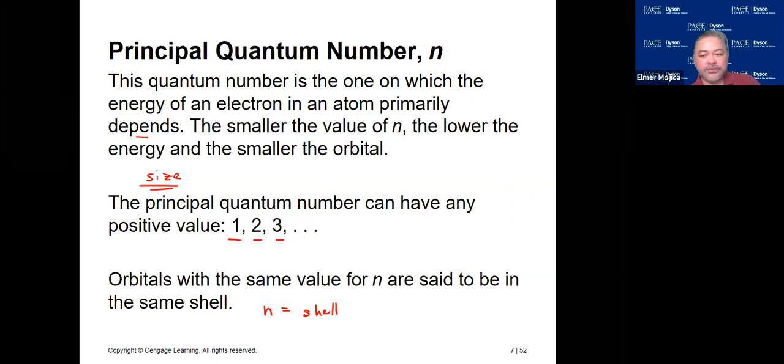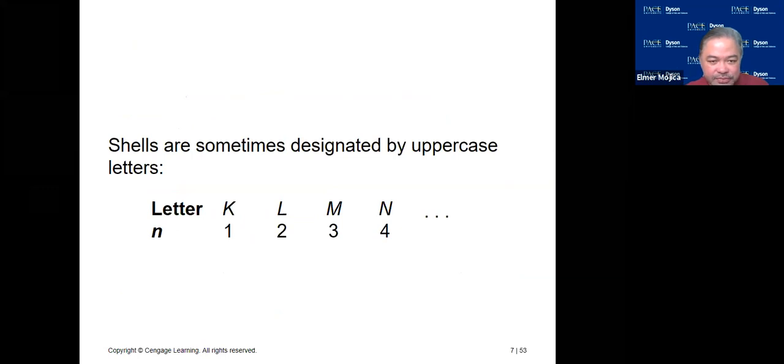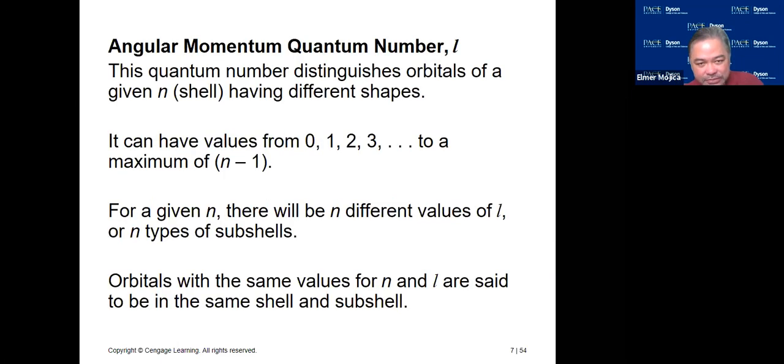Okay, so that's the principal quantum number. In some books, you can designate the shells by uppercase letters, but here we're going to use numbers. So n will be equal to positive whole numbers. Okay, so that's the first quantum number. Maybe right now it still feels abstract, so what? But when we talk about it and combine what they are, I hope you will be able to understand what I'm talking about.